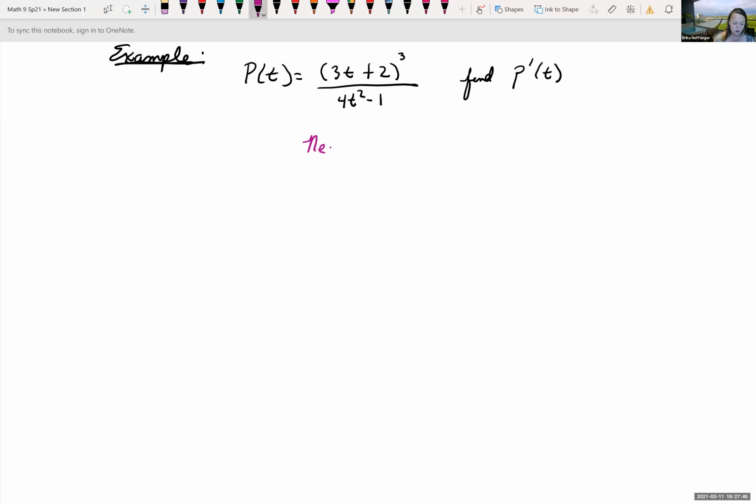Okay, so we're looking at what we need, and we're going to need the quotient rule. And within this quotient rule, when we take the derivative of the numerator, we're going to need the chain rule. So if we do it that way, the derivative of P of t is equal to, and I'm just going to write down what I'm taking the derivative of. I'm not going to take the derivative of it until the next step.